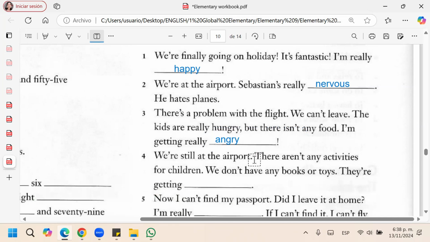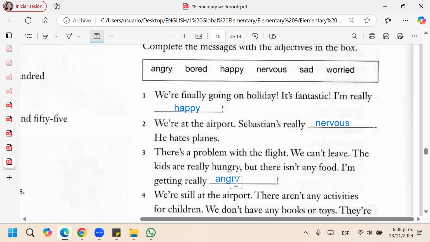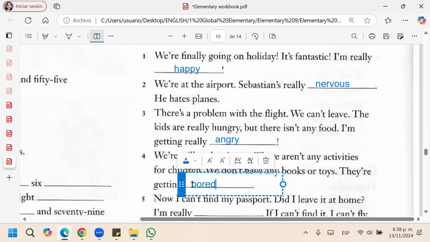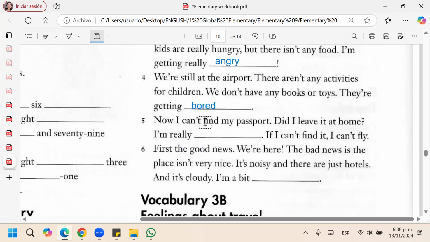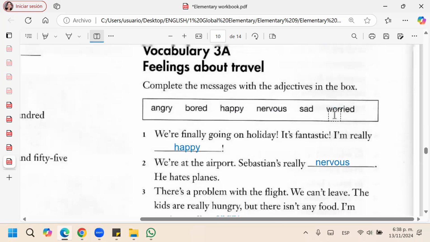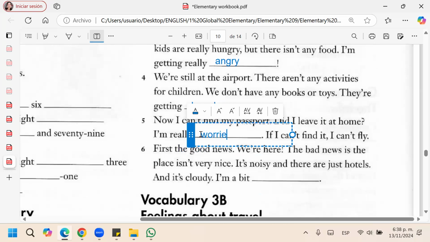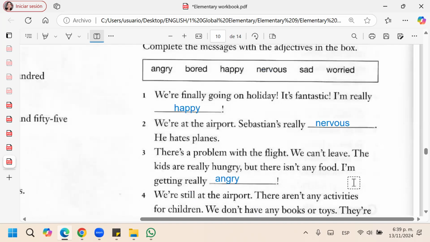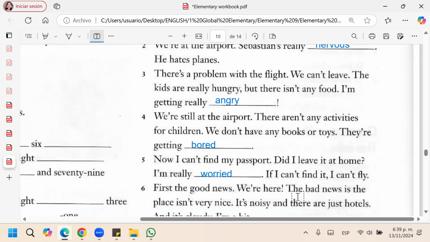We're still at the airport. There aren't any activities for children. We don't have books. We don't have toys. The children are getting bored. Then, now I can't find my passport. Did I leave it at home? I'm really worried. If I can't find it, I'm really worried. First, the good news. We're here. The bad news is the place isn't very nice. It's noisy. And there are just hotels and it's cloudy. I'm a bit sad.